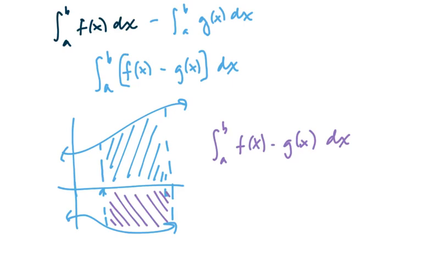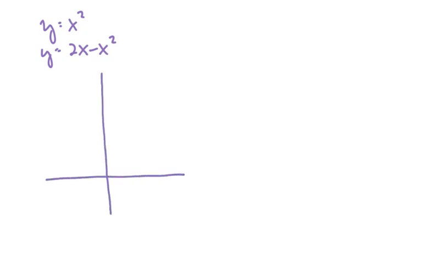So let's look at a couple of very specific problems. Let's say that you have the parabola y equals x squared and y equals 2x minus x squared. Your graph is very important because you need to know which one you're subtracting and which one's on the bottom. So here we have y equals x squared, and it's a parabola that opens up. It looks like this, y equals x squared. And then we have y equals 2x minus x squared.